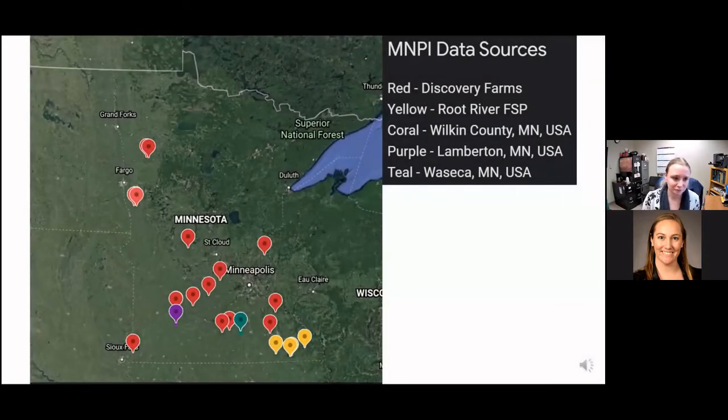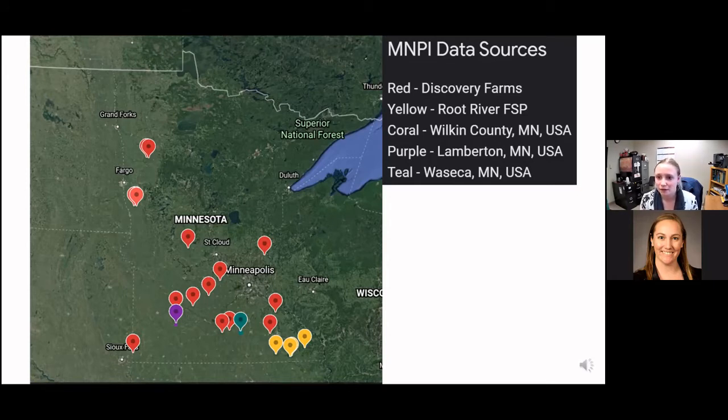Here are the geographic locations of these sources across the state of Minnesota. We have all these pinpoints showing the general locations of where these are coming from. There is a total of 24 sites from 18 total counties, but here I have colored the general regional locations of where these data are coming from. Red for Discovery Farms, as you can see, yellow for Red River sites, coral for Wilkin County sites, purple for Lamberton sites, and teal for Waseca, Minnesota sites here.